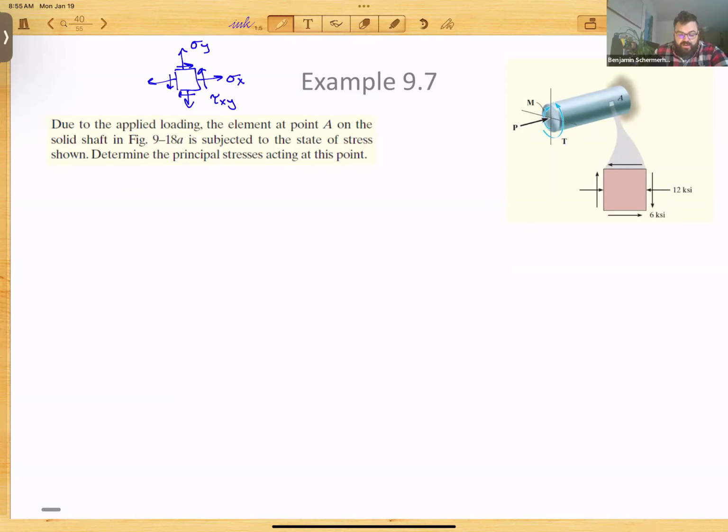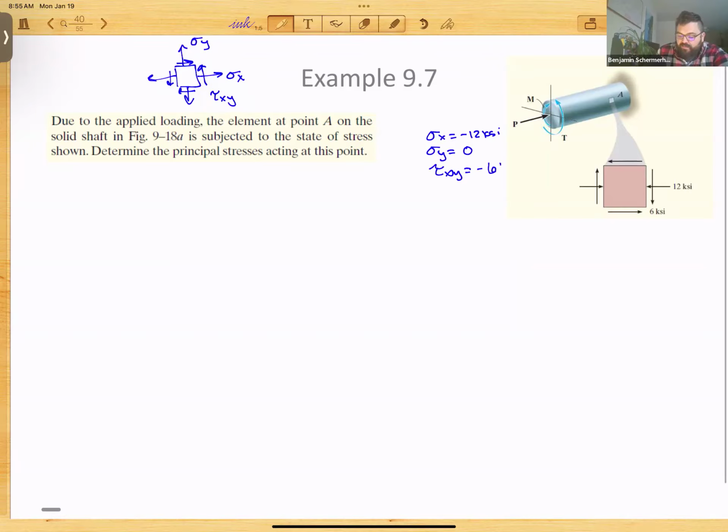Which means our initial state of stress here is going to have sigma x as negative 12 ksi. Sigma y, because there's none depicted, is going to be 0, and tau xy, since it's down on the right face, is negative 6 ksi. That's our initial state of stress element that we are working with. Our first step for this problem is going to be to label the center and our initial state.